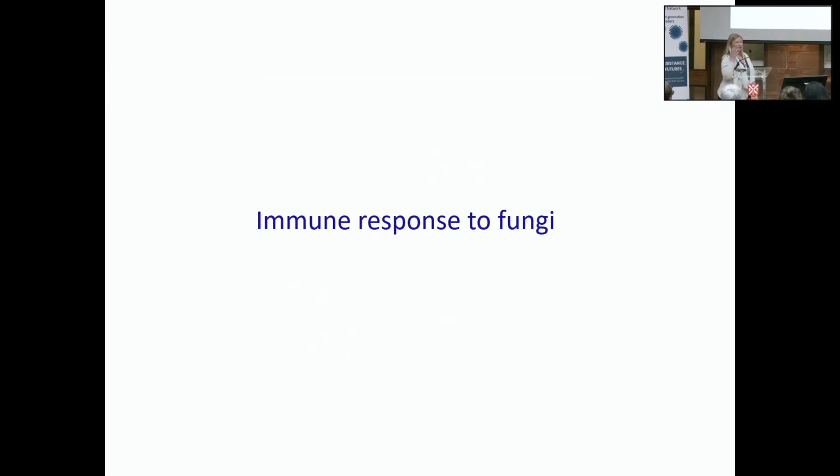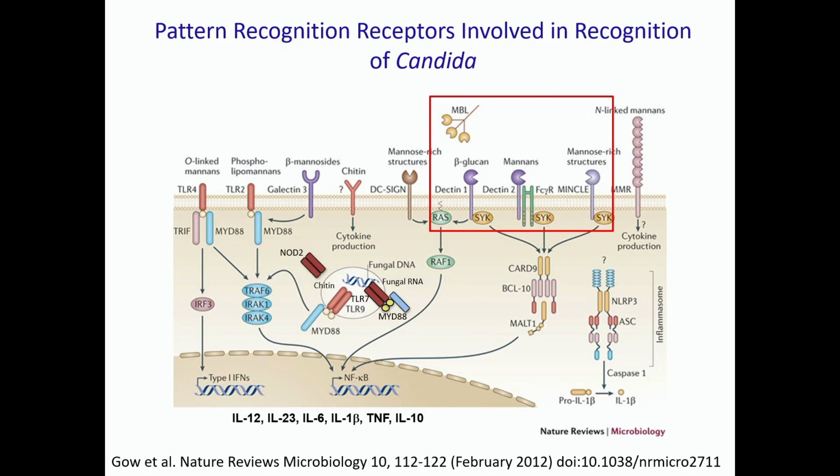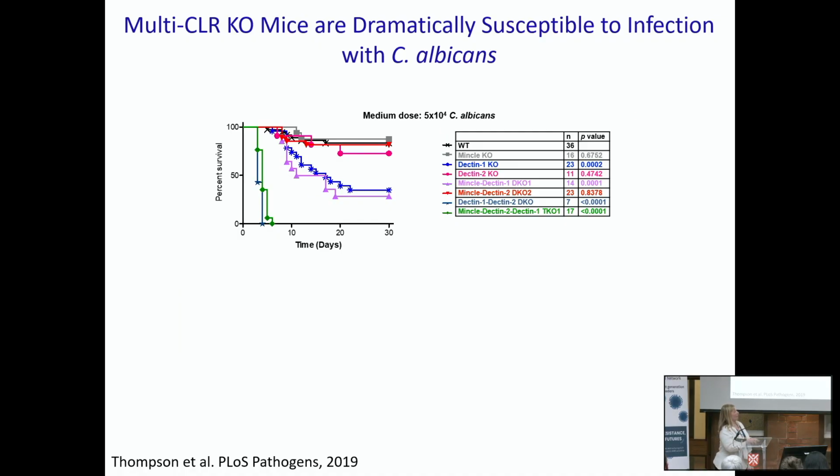Firstly, as I said, we're mainly trying to understand the immune response to fungi. We've been mainly focused on these C-type lectin-like receptors, Dectin-1, Dectin-2, and Mincle. When we started all of this, there were papers out about what these receptors did individually in response to fungi. We were looking at Candida albicans, but we didn't know how they all worked together. So in my lab, we created various multi-CLR knockout mice and then infected them with Candida albicans.